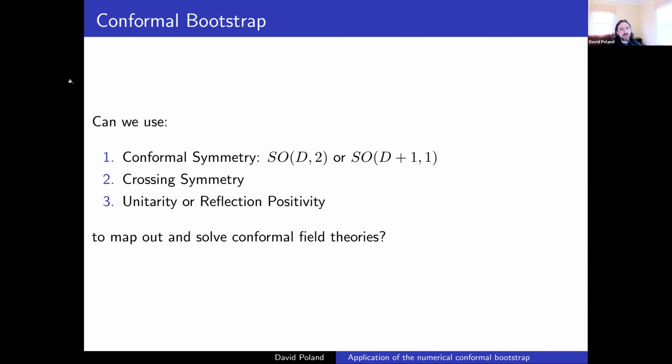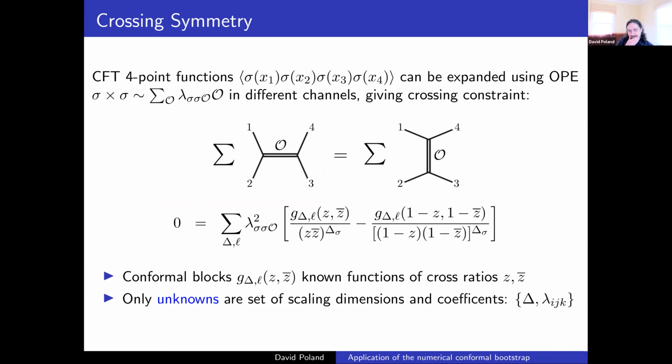All right, so as you've heard, the idea behind the conformal bootstrap is to use conformal symmetry, SO(D,2) or SO(D+1,1), depending on which signature you're in, crossing symmetry and unitarity or reflection positivity to try to map out and solve conformal field theories. And this can be phrased in the language of 4-point functions.